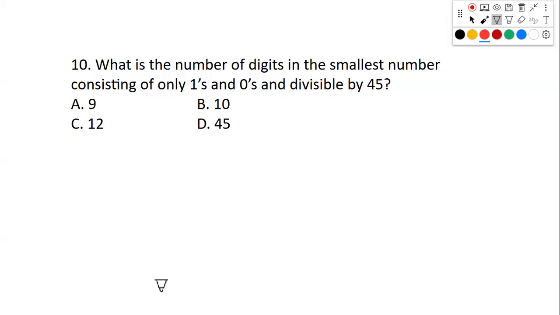What is the number of digits in the smallest number consisting of only ones and zeros and divisible by 45? What is the number of digits? So should I have 9 digits or 10 digits or 12 digits or 45 digits? Okay, the number should be only ones and zeros and it should be divisible by 45.